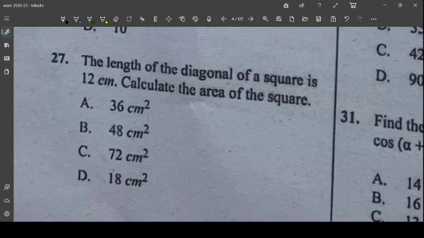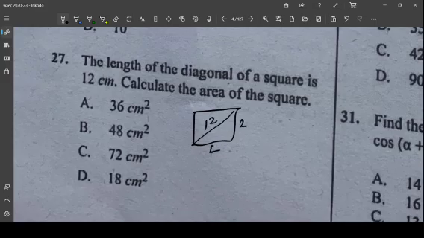Hi guys, welcome to question number 27. It says that the length of the diagonal of a square is 12 centimeters. Calculate the area of the square. We know a square has equal sides. So let's assume that this is my square. The length of the diagonal is 12 centimeters, so from here to here is 12 centimeters. I'm told to calculate the area. We know that each of these sides will be length and length.